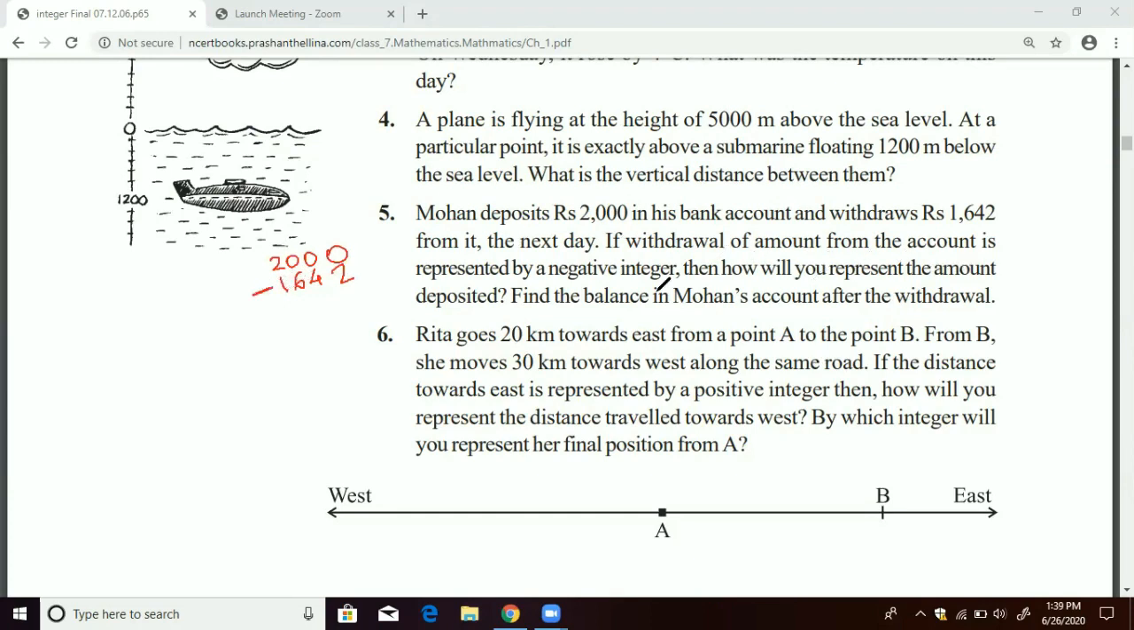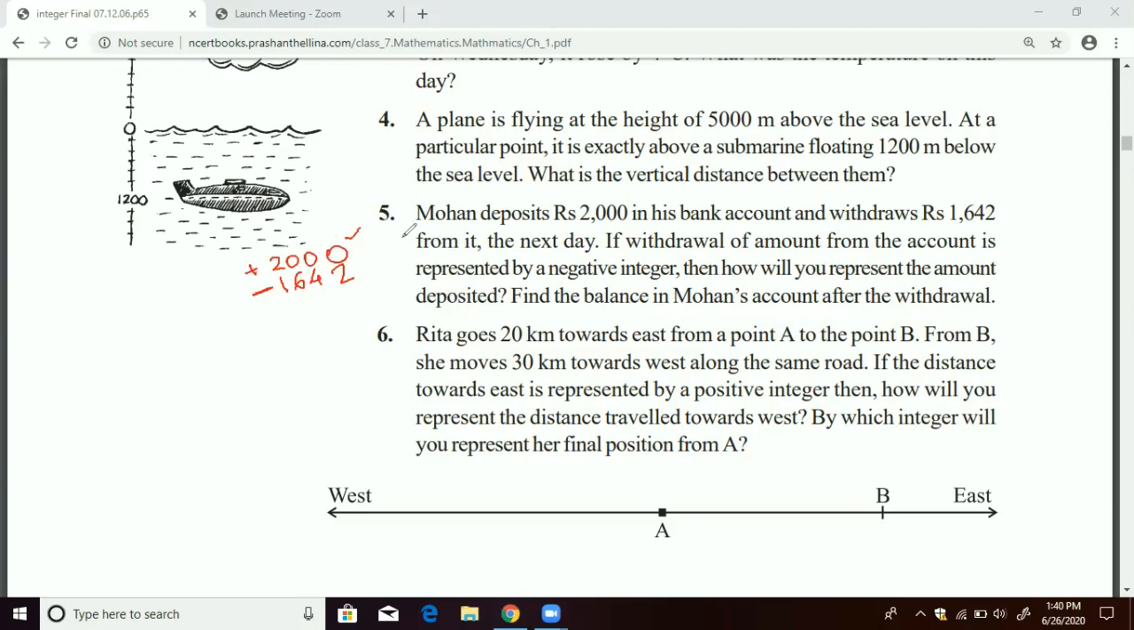Then how will you represent the amount deposited? The amount deposited is 2000. We will represent 2000 as a positive integer. So the amount deposited is a positive integer and the amount withdrawn is a negative integer. To find the balance, the question is to find the balance in Mohan's account after withdrawal. If the withdrawn amount is represented by a negative integer, we can simply subtract this and you will get the balance amount.